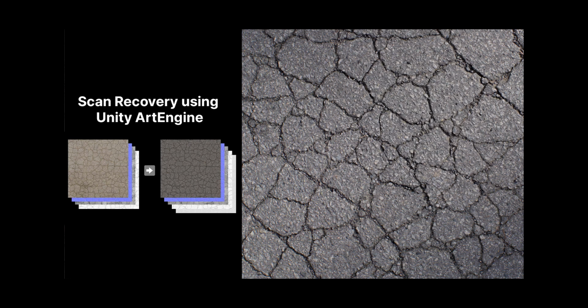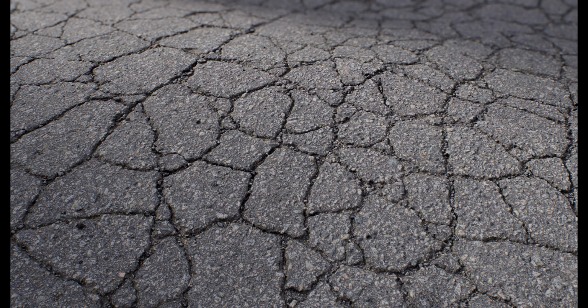In this video, we're going to go over a scanned concrete asset that I worked on. There were quite a few projection errors when I was doing the 3D reconstruction, just due to lack of coverage. So what we're going to do is put this into Unity ArtEngine and do what we can inside of there to clean it up and also make it a fully tileable material.